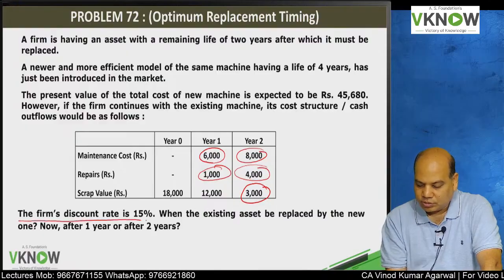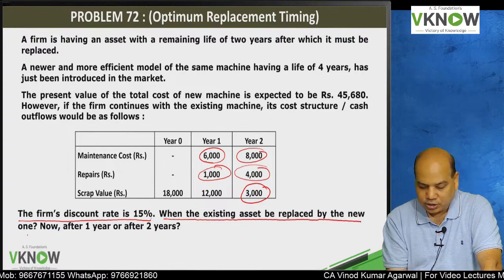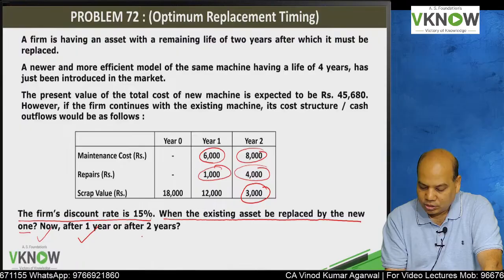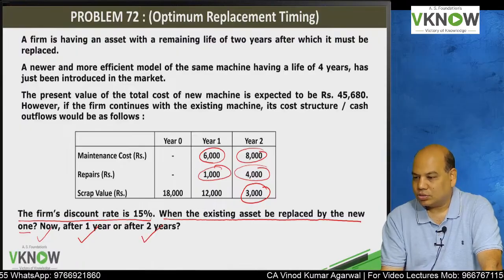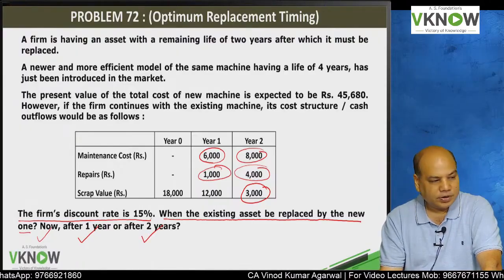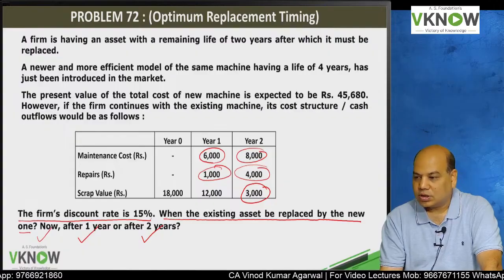The firm's discount rate is 15%. When should the existing asset be replaced by the new one? Option 1 now, option 2 after 1 year, option 3 after 2 years. So this is a different problem. Here we have an existing asset.